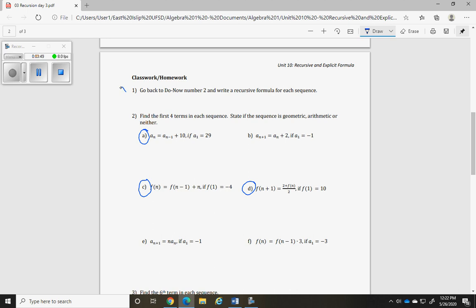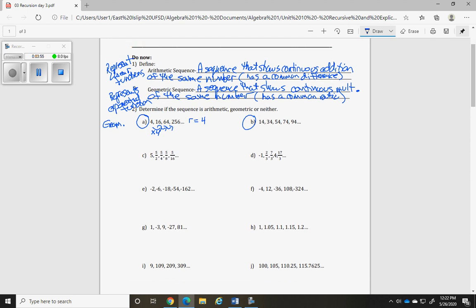Over here on this number 1, it says go back to the do now and write a recursive formula for each sequence. So while I'm here, I'm going to write this recursive formula. A recursive formula has 2 parts. The first part, you have to write down what the first term in the sequence is. And the second part tells you how to find the next term. So a sub n stands for the next term. I use the term prior to that, which would be a sub n minus 1. And what do I do to it each time? In this case, I'm multiplying this by 4.